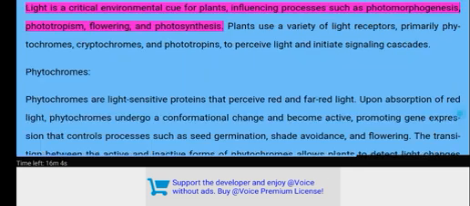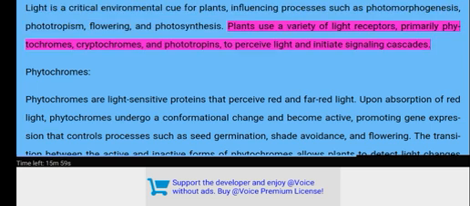Light signaling in plants. Light is a critical environmental cue for plants, influencing processes such as photomorphogenesis, phototropism, flowering, and photosynthesis. Plants use a variety of light receptors, primarily phytochromes, cryptochromes, and phototropins, to perceive light and initiate signaling cascades.